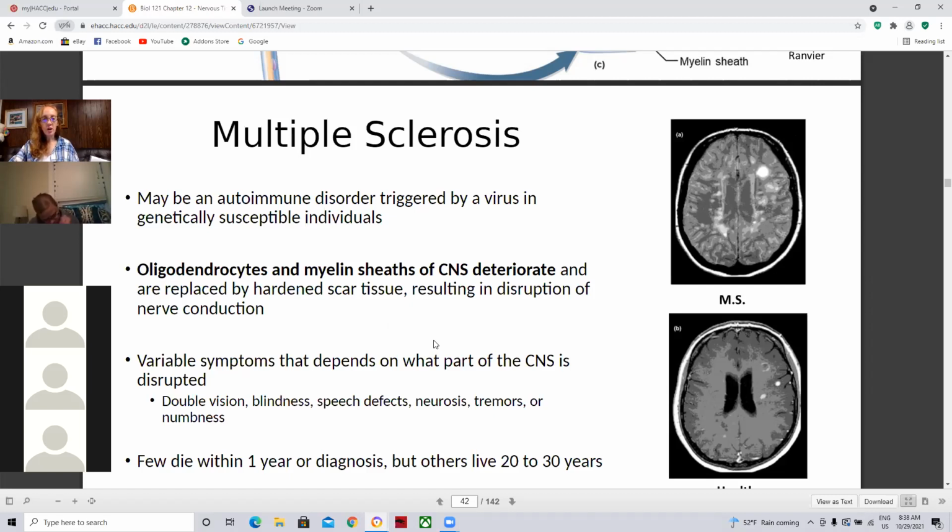If you think about it, the myelin is like the rubber insulation around electrical systems in your house. What happens when that gets broken down? You lose charge in that wire. There's less conduction of that wire. So what ultimately is occurring here is there's a disruption of nerve conduction. A few will die within 1 year of being diagnosed, but others will live 20 to 30 years.